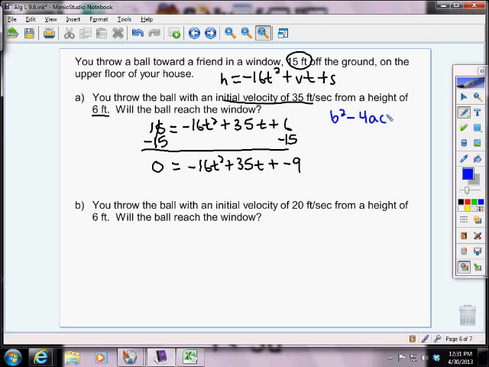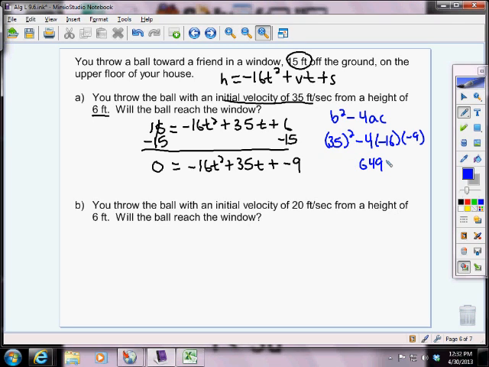Again, it's not asking us what the solution is. It's asking us, is there a solution? Will it reach the window? So we take our quadratic equation in standard form and plug it into our discriminant here. We have 35 squared minus 4 times a negative 16 times negative 9. And we get an answer of 649. So what does that answer mean?